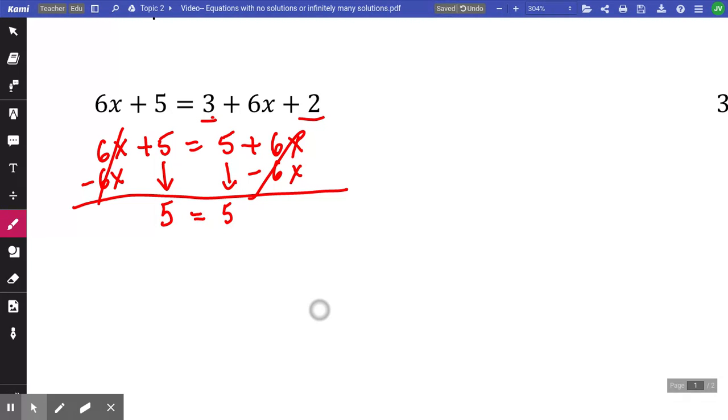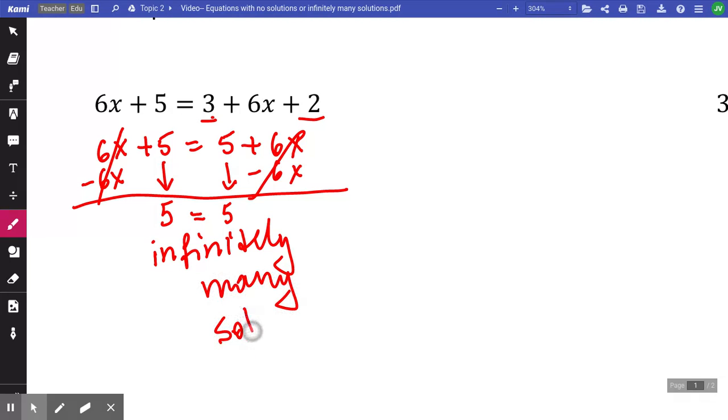Now compare the two sides. 5 equals 5. This is a true statement. When you end up with a true statement like this, this means that whatever value x has, it's going to end up being equal on both sides. So this statement will be true, whatever value x has. So it's called an identity, or it's called infinitely many solutions. Either one, so you would have to write infinitely many solutions for this kind of equation.